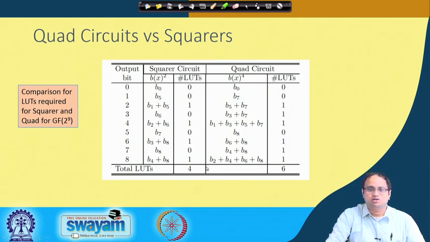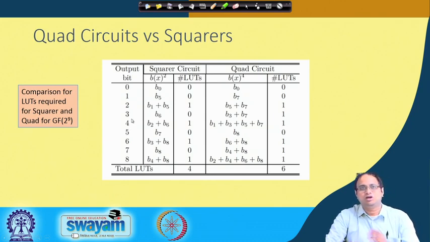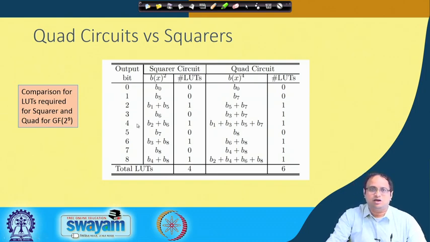What is a quad circuit? A quad circuit is something which computes a to the power of 4, and a squarer is something which computes a to the power of 2. Here is an example which we work out for GF(2^9). You can take an irreducible polynomial x to the power of 9 plus so on, create this field GF(2^9), and compute the complexities, the number of squaring and quad operations you need for this field.